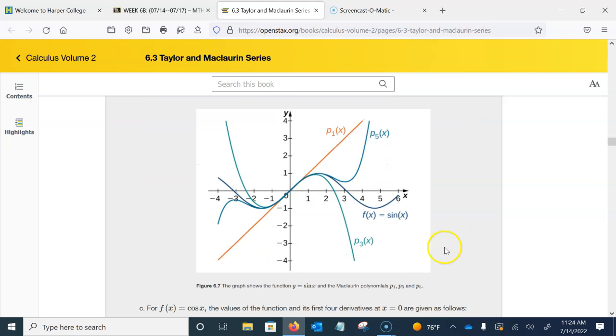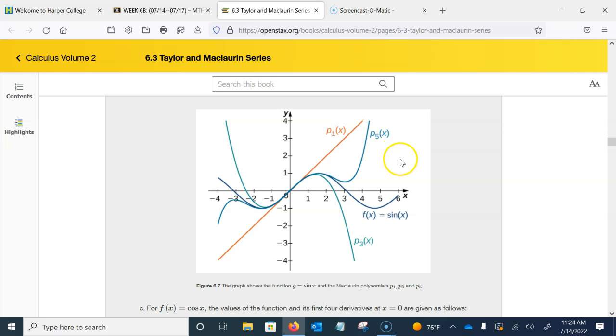Here's what it looks like as a graph. This dark blue is sine of x, and here I've got a linear estimation, that's P1. Here's a cubic estimation, that's P3. Here's a fifth power polynomial, that's P5.